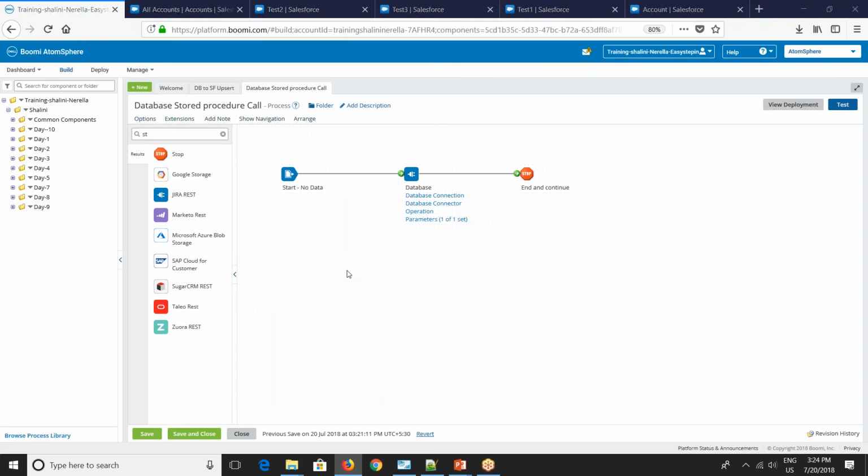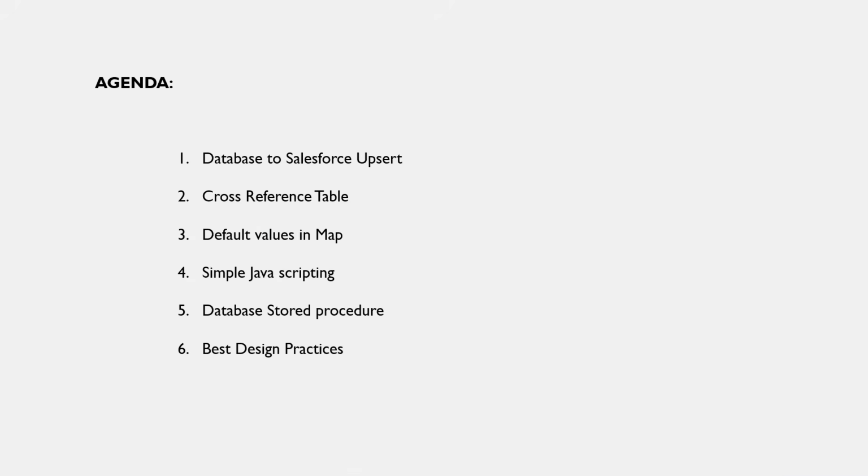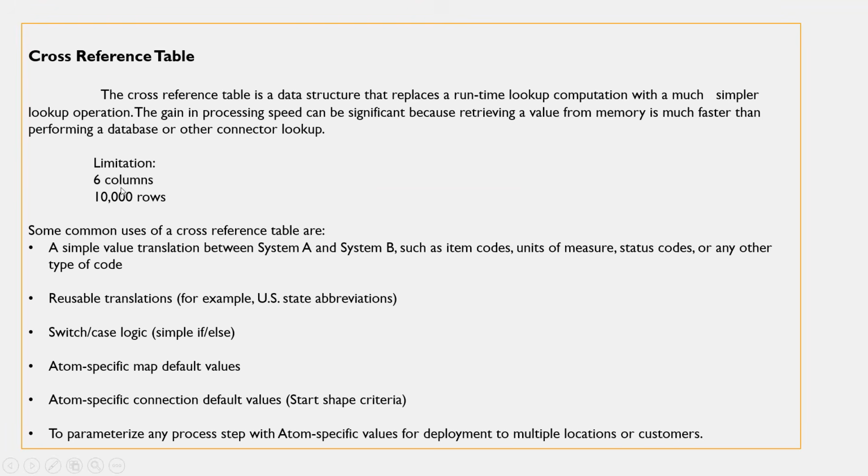So now let's go back to these slides. Cross-reference table. The cross-reference table is a data structure that replaces a runtime lookup computation with a much simpler lookup operation. The gain in processing speed can be significant because retrieving a value from memory is much faster than performing a database or other connected lookup. Okay? And the limitation is 6 columns, 10,000 rows.